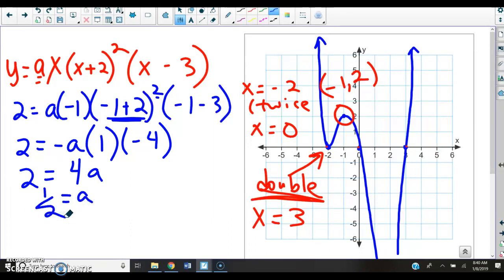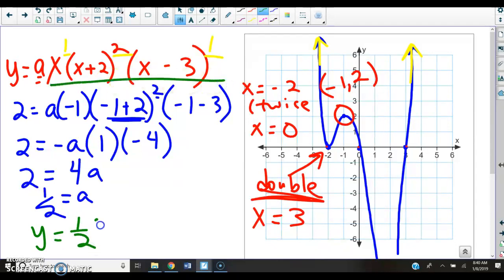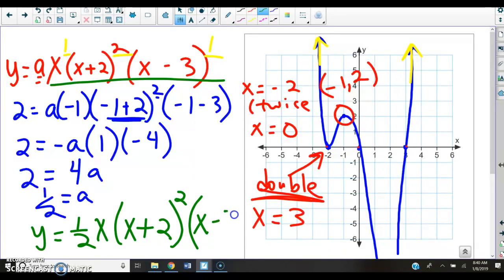Now, I hope you expected it to be positive because this end and this end both go up. I hope you realize that this is a 4th degree because you've got exponents 1, 2, and 1. So we can write our equation. Y, or f of x, equals 1/2, and then the rest comes from here. (x plus 2) squared, and (x minus 3).